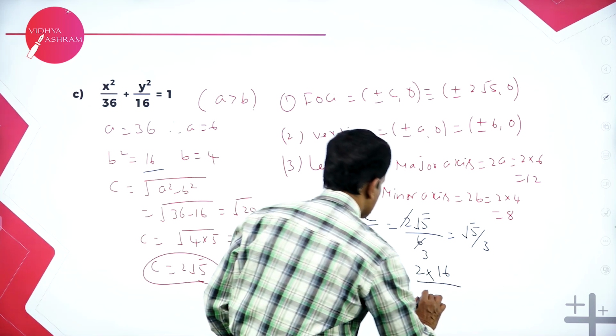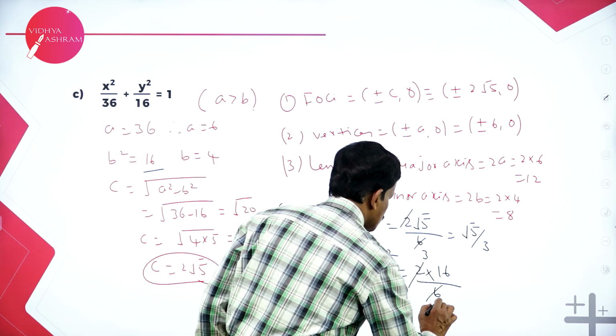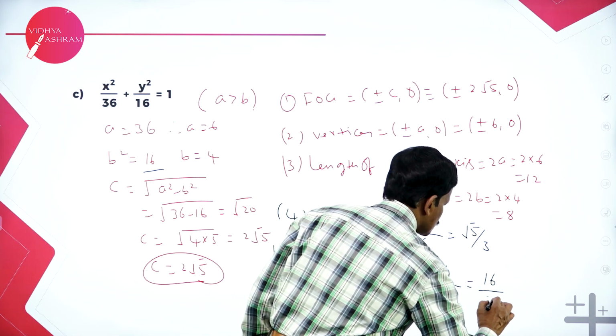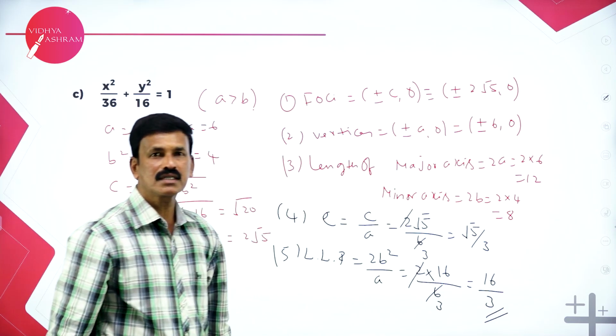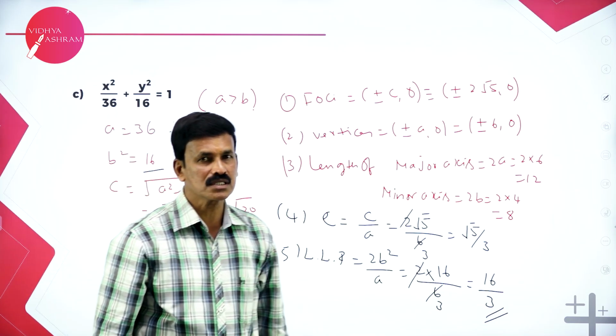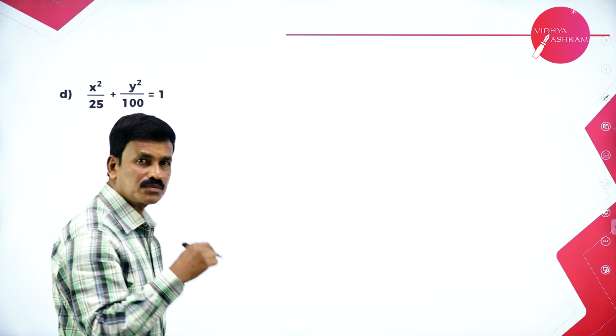What is a? A is 6. So cancel this, 2 3s gets cancelled. This is equal to 16 by 3, which is the length of latus rectum. Hope you followed. Okay, that's all. Now, let us move on to the next problem.